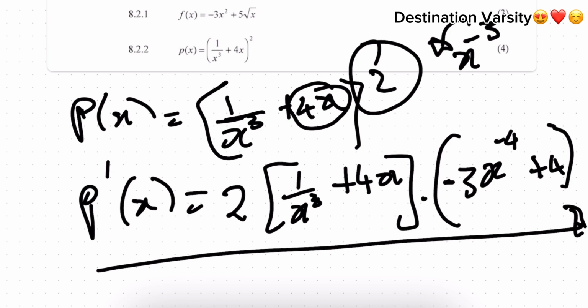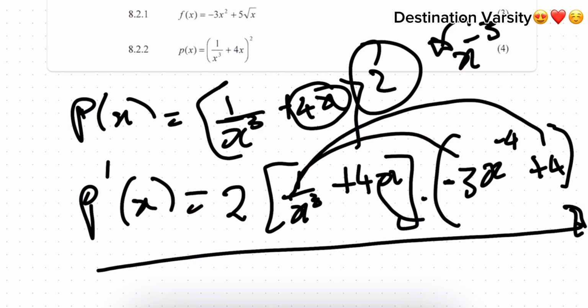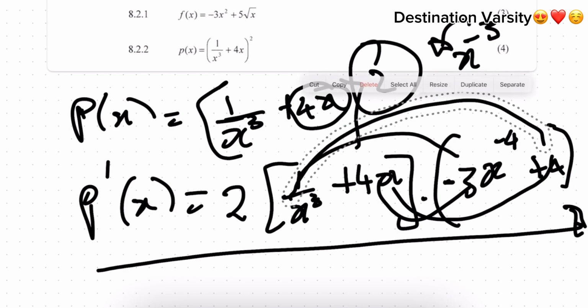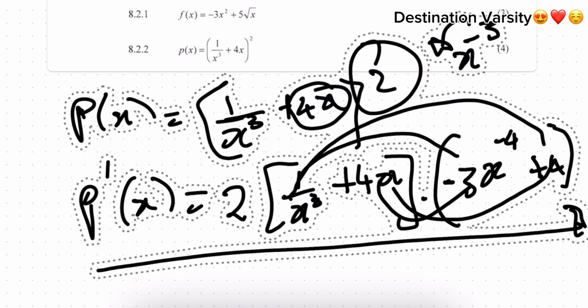You can always expand by multiplying this with this, this with that, but that's tedious. I can just leave it like this. This is the answer according to the chain rule. Okay, now according to the high school method.